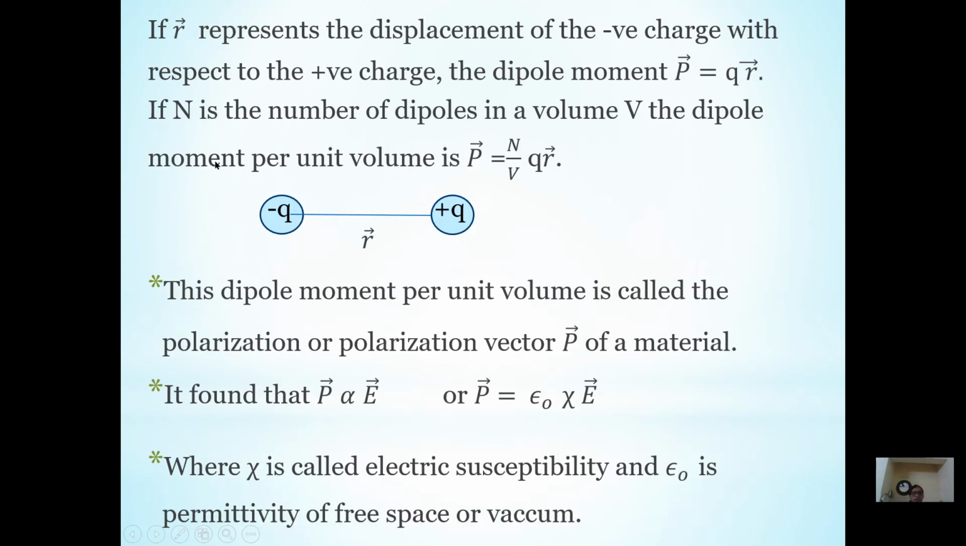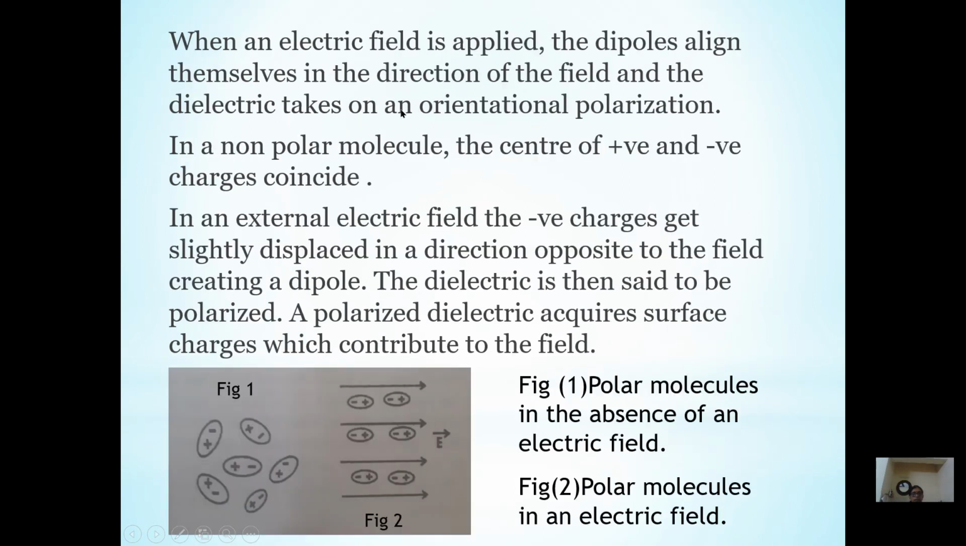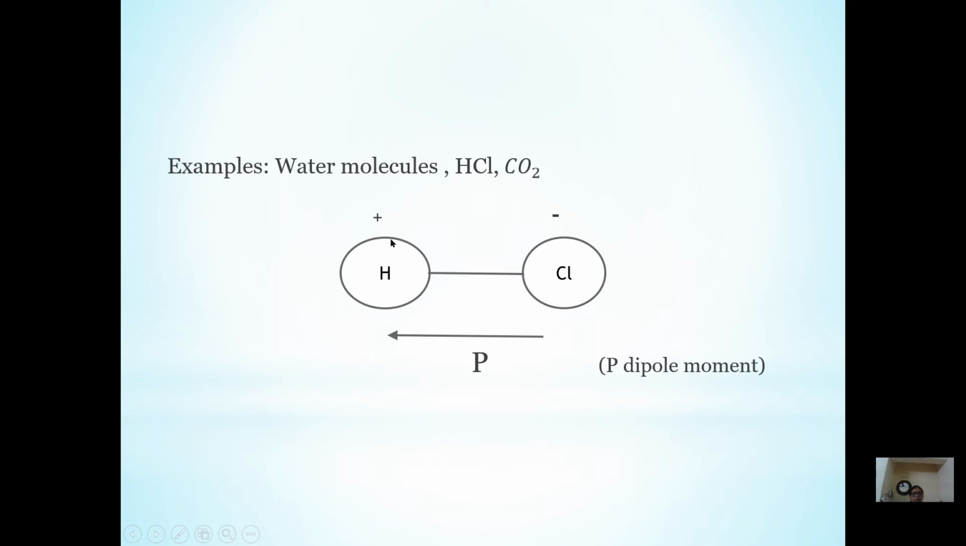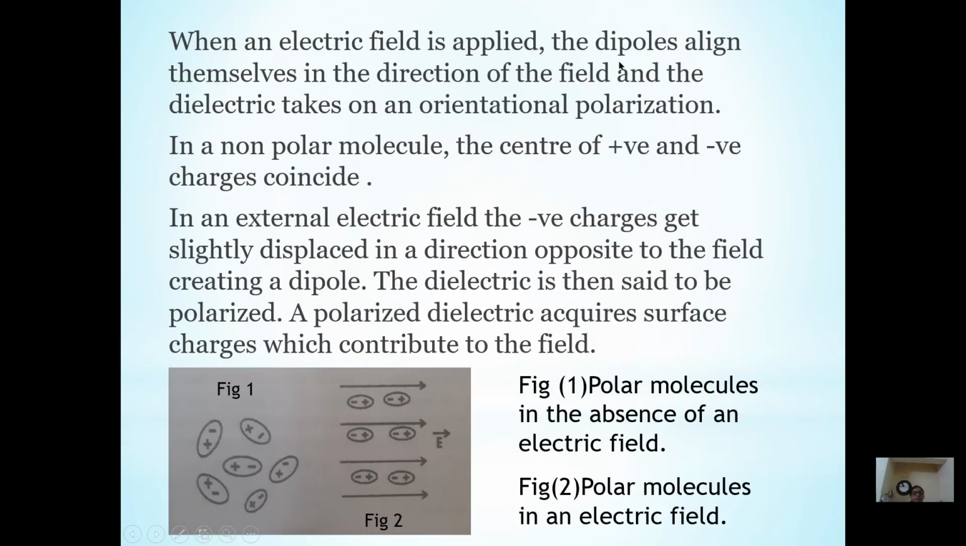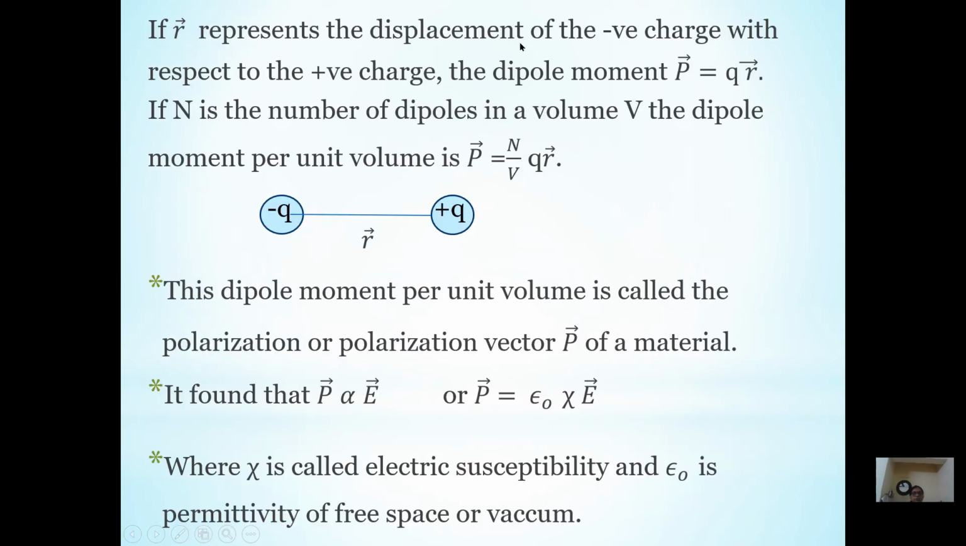So this I already said. If R represents the displacement of the negative charge with respect to the positive charge that I explained earlier, so if I consider positive and negative charge with the distance R, then the dipole moment, which is represented by the vector P, is equal to the product of charge and the displacement between the charges, Q into R.